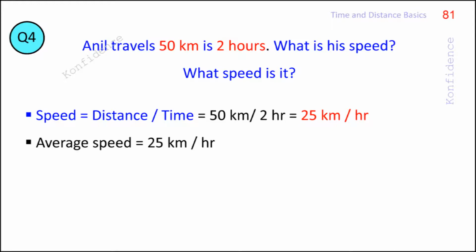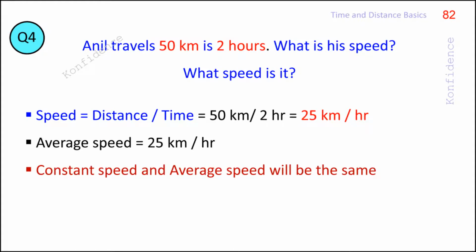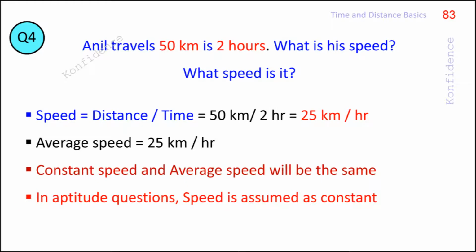In the absence of additional information about the nature of his journey, we can safely say that this value 25 km per hour represents the average speed. In the case of constant speed journey, the constant speed will be the same as average speed. Now, one thing you can assume while doing questions from this set is that unless otherwise specified, the speed remains constant during the time under consideration. This will make a lot of our calculations simple.